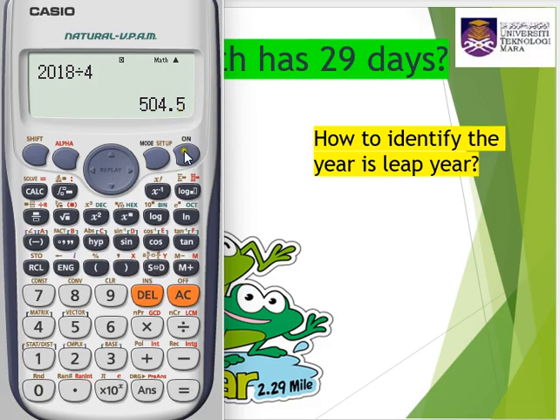So how to identify a leap year then? Let's say we have 2020. You divide by 4. What do you have? You have a whole number. So you are correct, 2020 is a leap year.